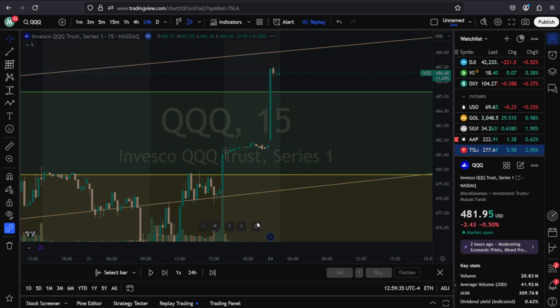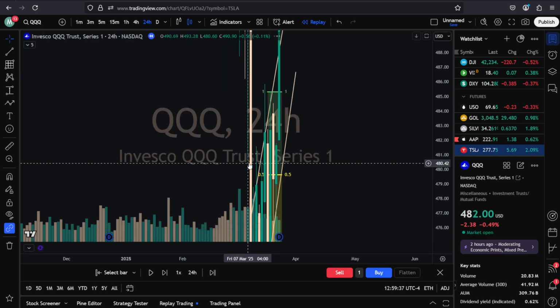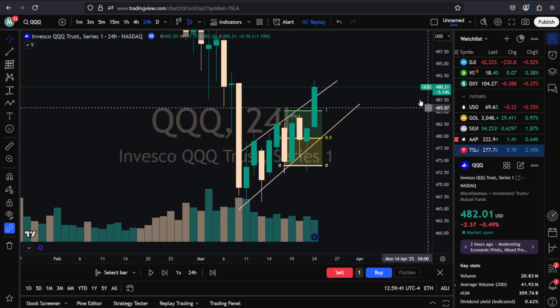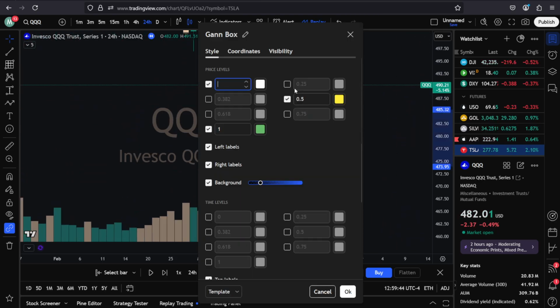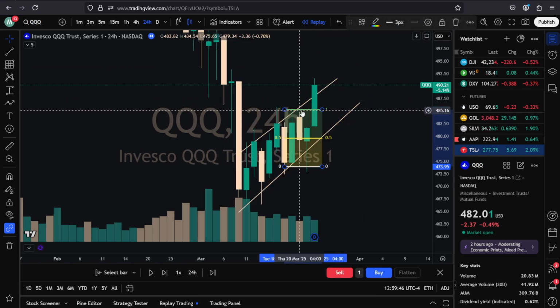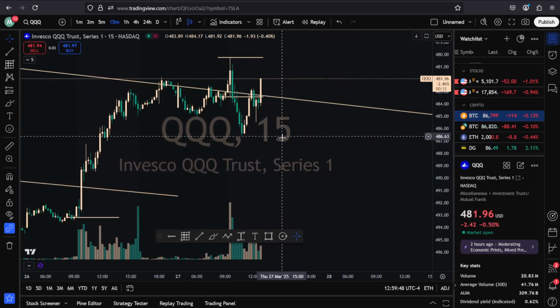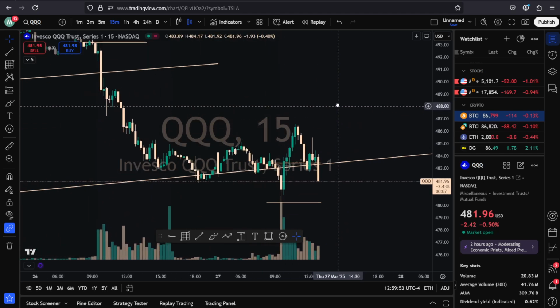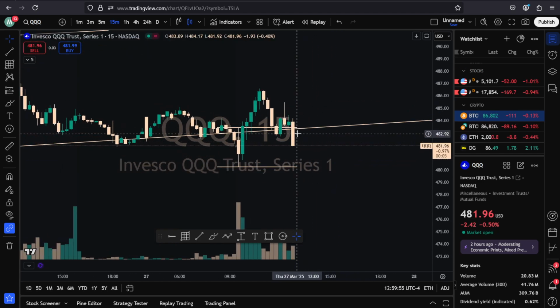Pretty solid. And that's about how I use the Gone box. It's not too complicated. You're really just using it when you want to get into plays, and you use it to assess the bias that you have for the following trading day. As of right now on QQQ, I need to invert this chart back. Don't worry, that wasn't a big green candle to the upside.